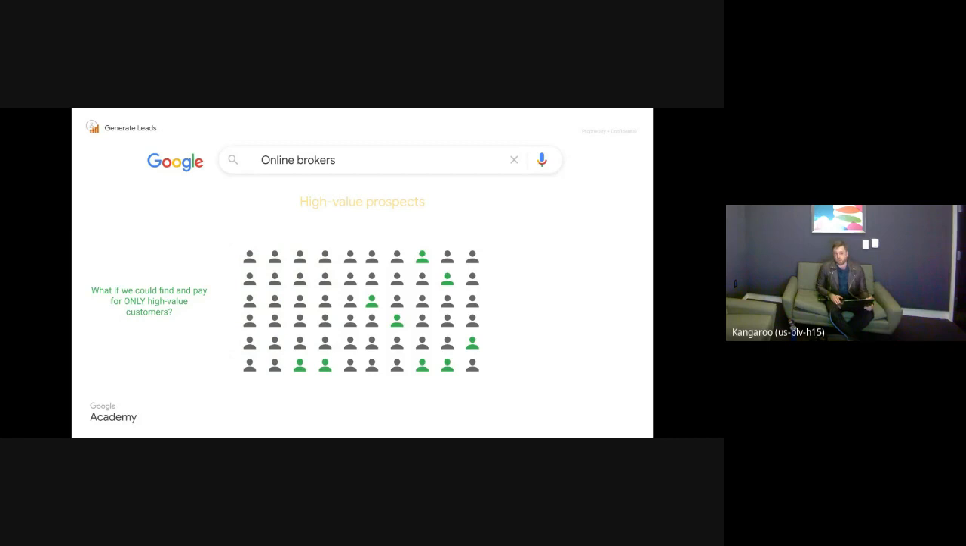So what if there was a way where we could identify who those high value customers are and teach Google Ads to find those customers and repeat the process? So again, when someone searches for a broad term, whether it's online brokers or software as a service, there are millions of potential people searching for those terms, and hundreds of businesses vying to be the business that captures that click. So there's a lot of people we could be going after, but we want to go after the people who have the highest likelihood of being those high value customers.